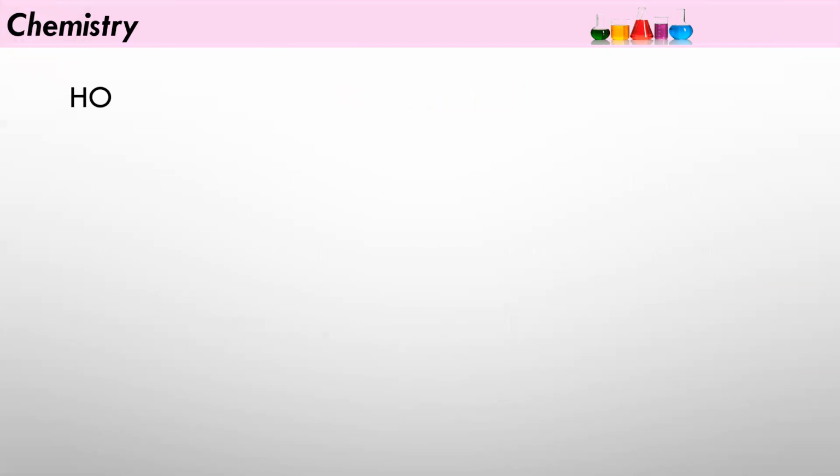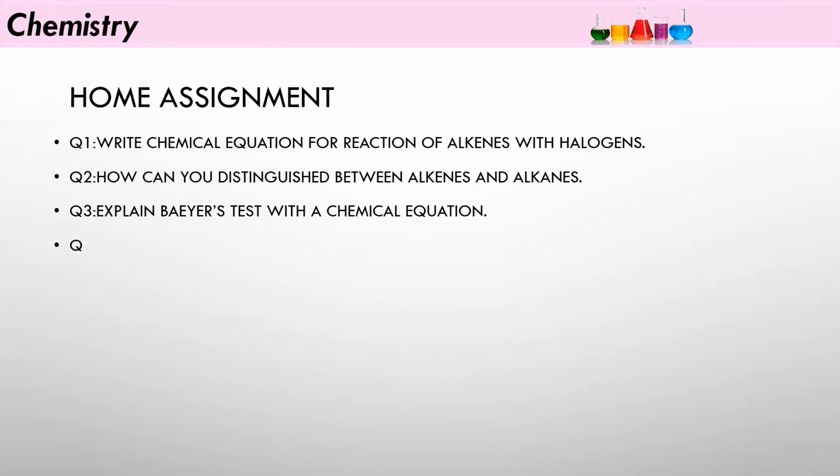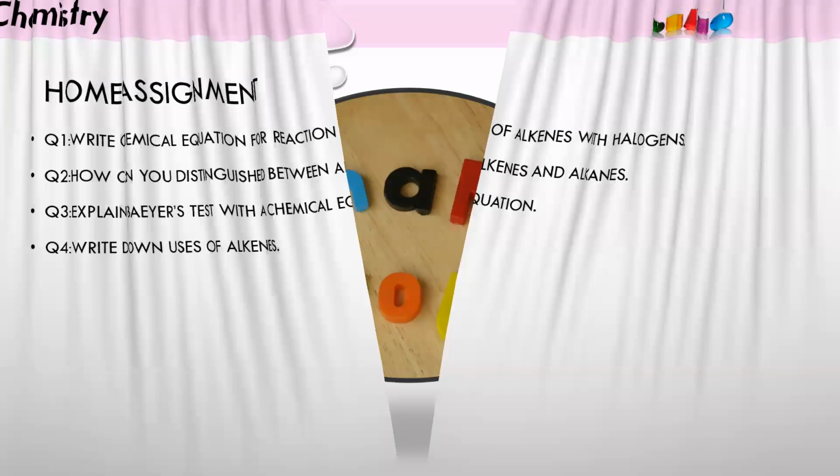Now come to the home assignment. Question number 1: Write chemical equations for the reactions of alkenes with halogens. Question number 2: How can you distinguish between alkenes and alkanes? Question number 3: Explain Bayer's test with a chemical equation. Question number 4: Write down the uses of alkenes.